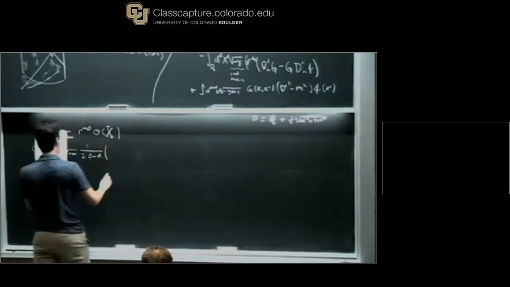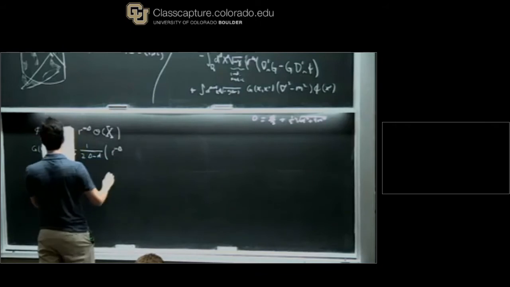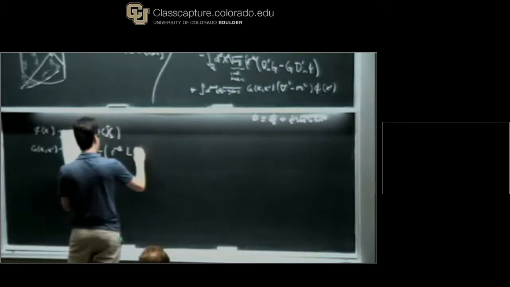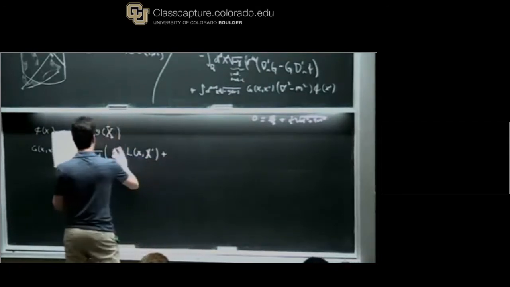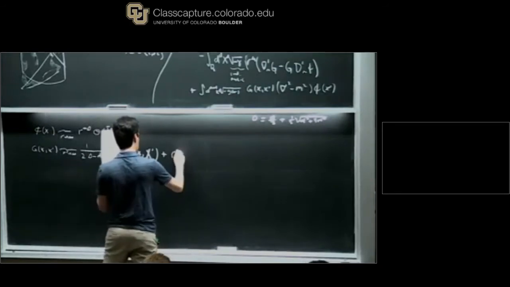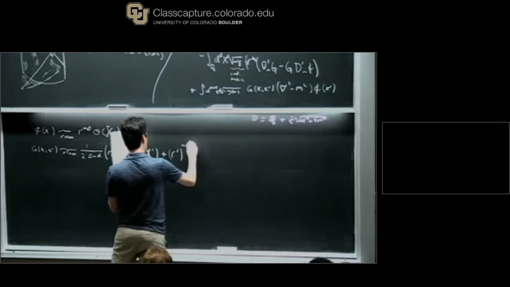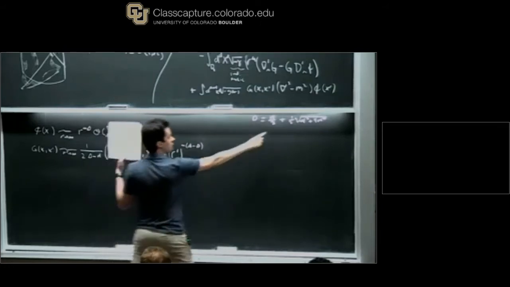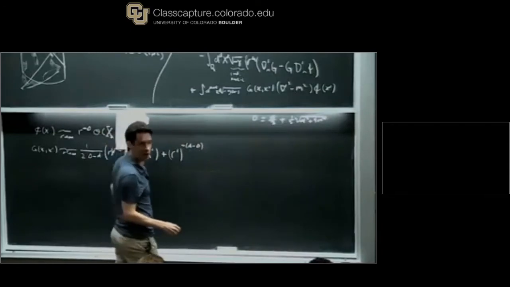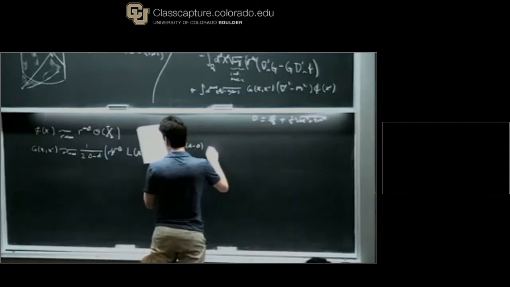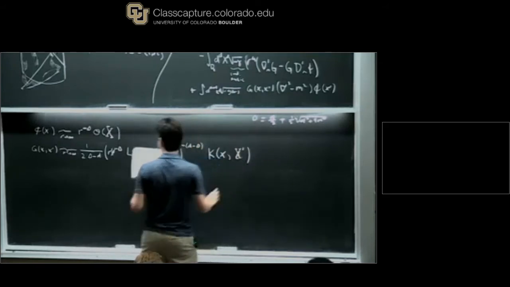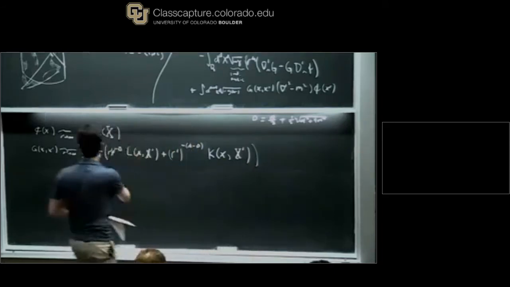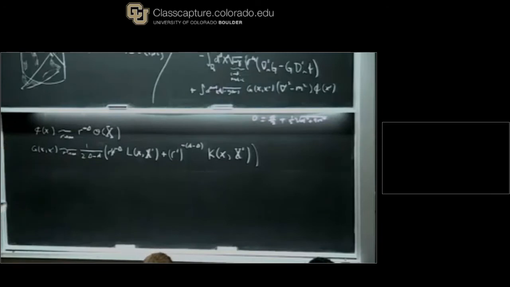And now there will be two parts. So there will be a part which goes like r prime to the minus delta times some function which depends on little x and also on big x prime. And then there will be a part that goes like r prime to the minus d minus delta. So d minus delta is just flipping the sign here. So that's the other asymptotic falloff that we found in the first lecture, times some function k of little x, big X prime. Okay. So again, this is just using the fact that this guy obeys the wave equation in x prime, and then using the asymptotic form of the solution.